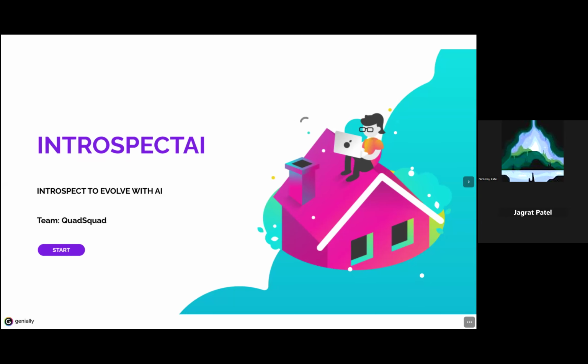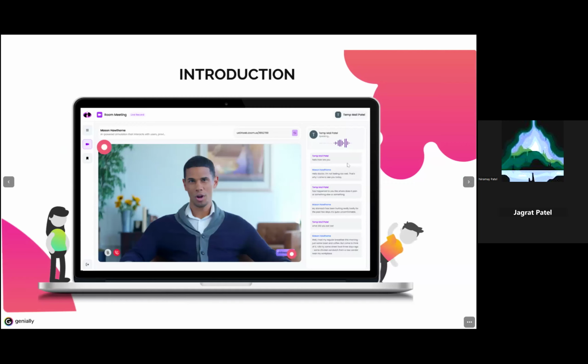We have created Introspect.AI. Introspect.AI is an AI-powered simulation that interacts with users, providing real-time feedback for distinguished fields using an AI avatar.